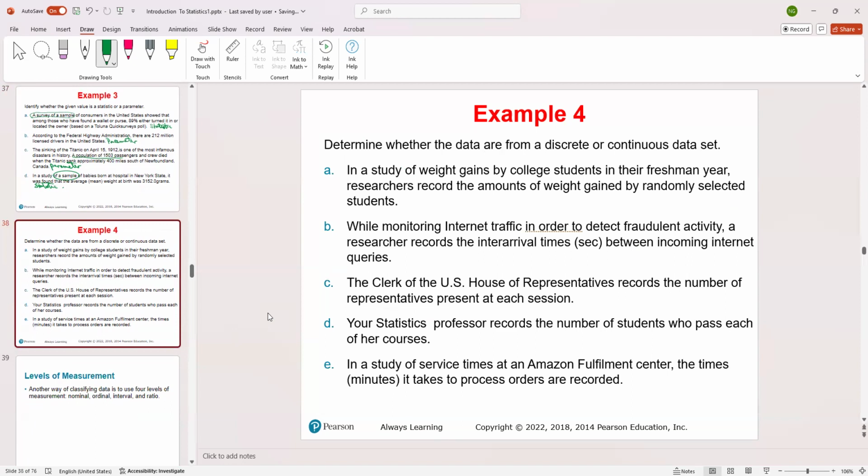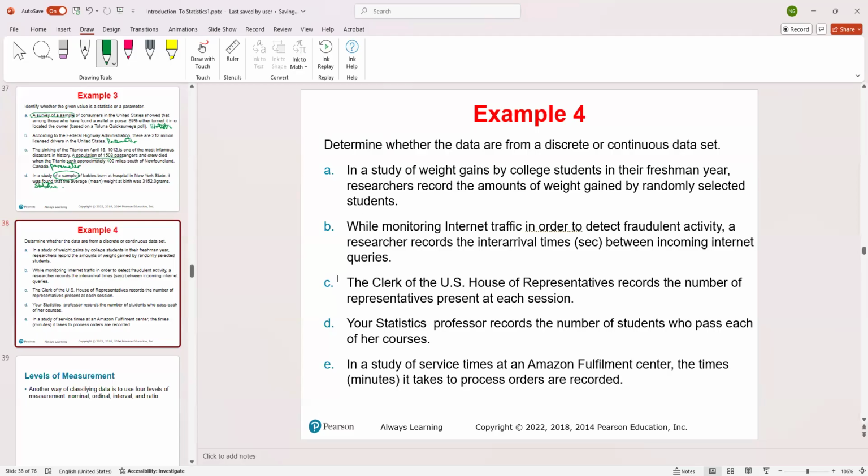The next examples are about whether we're dealing with discrete data or continuous data, because as we talked about before, discrete data results in data values that are quantitative, okay? So it's quantitative. That's very important. Now, we're going to go with that example.